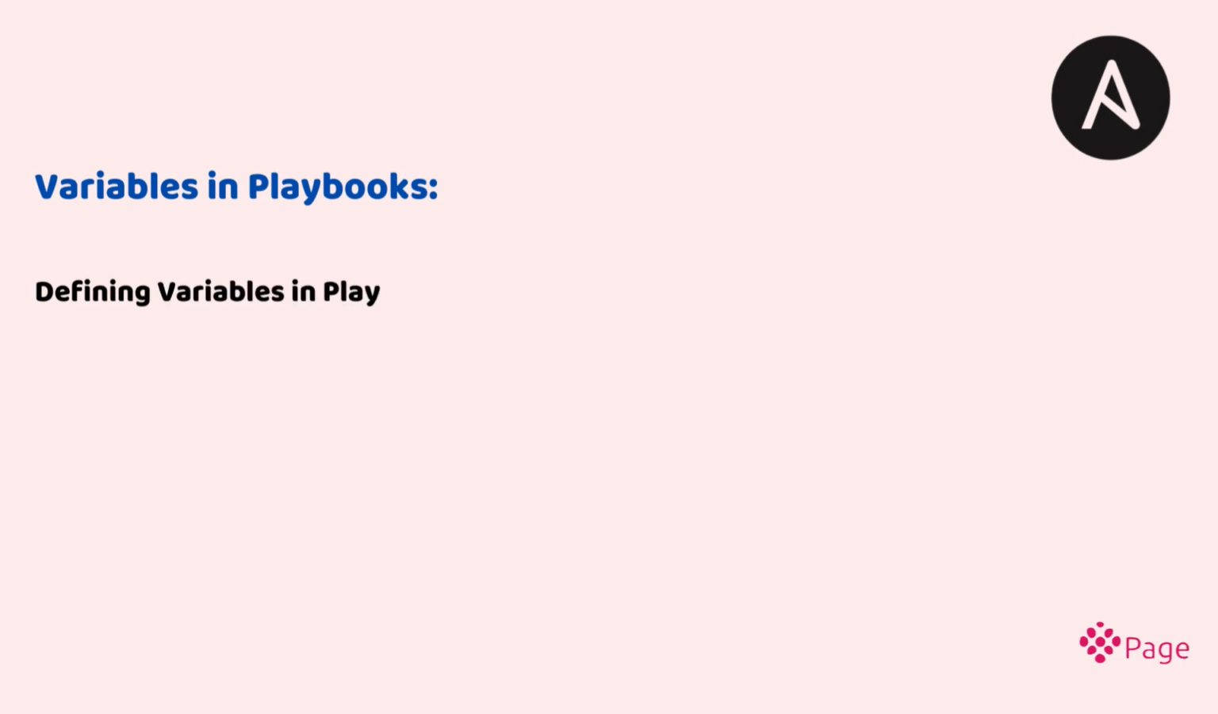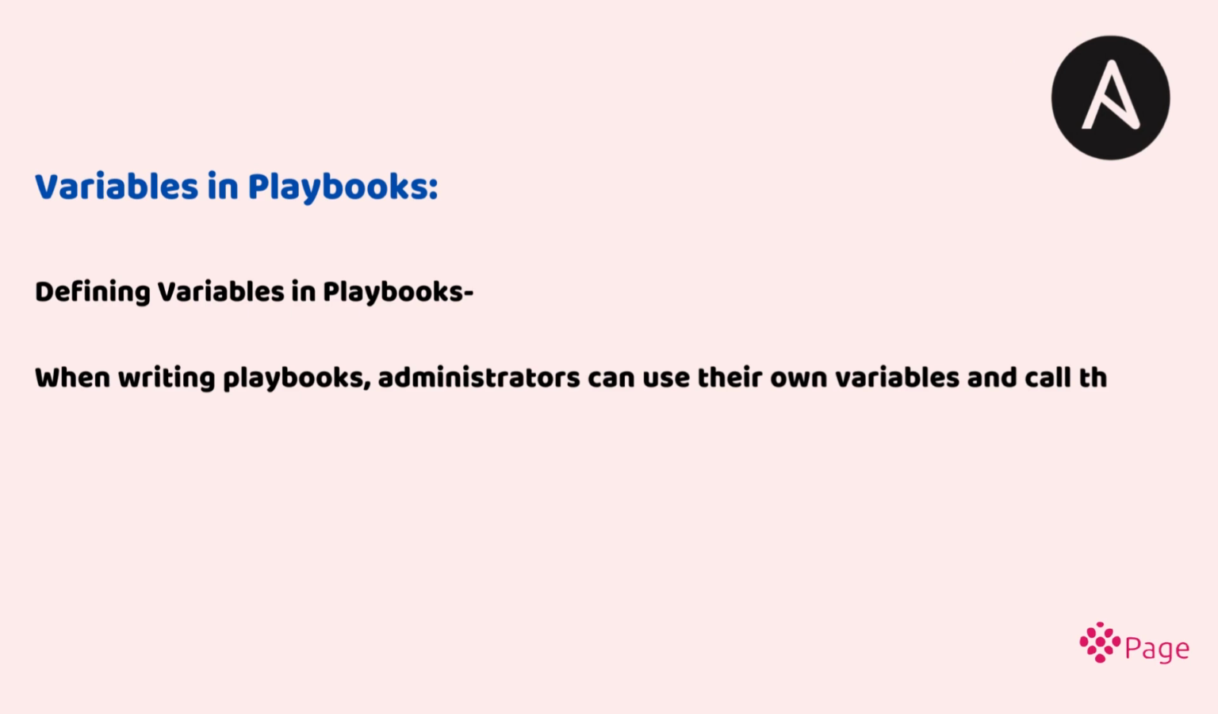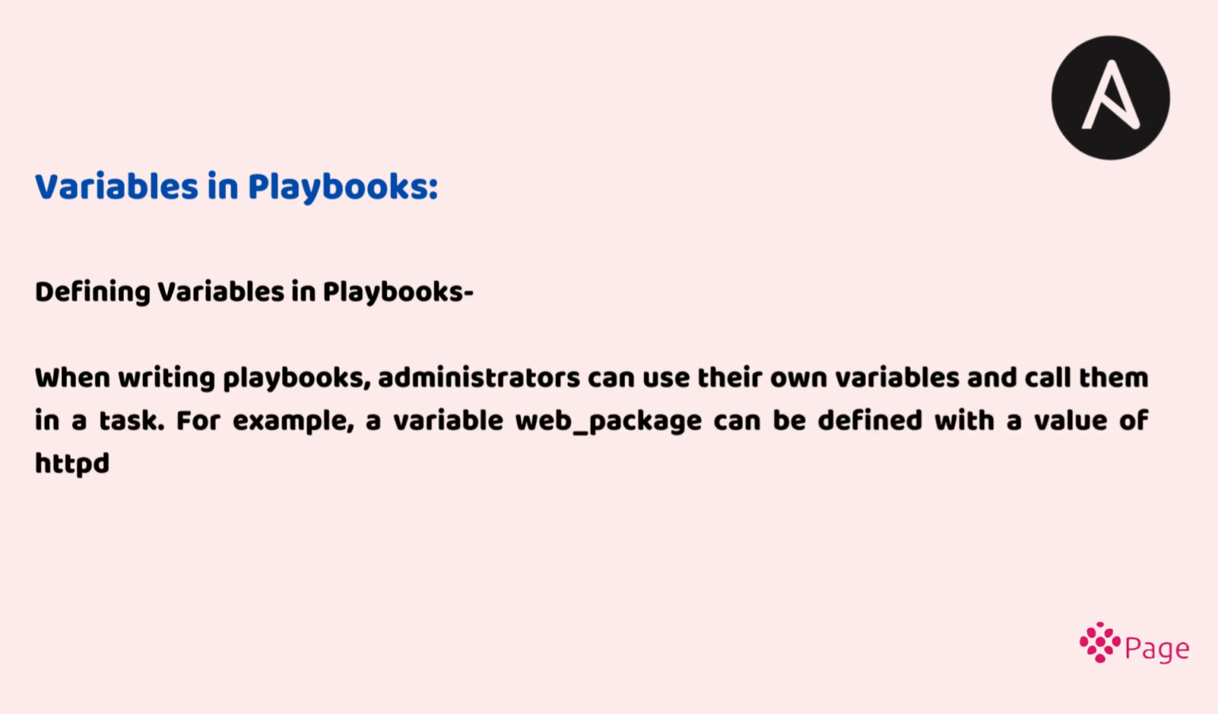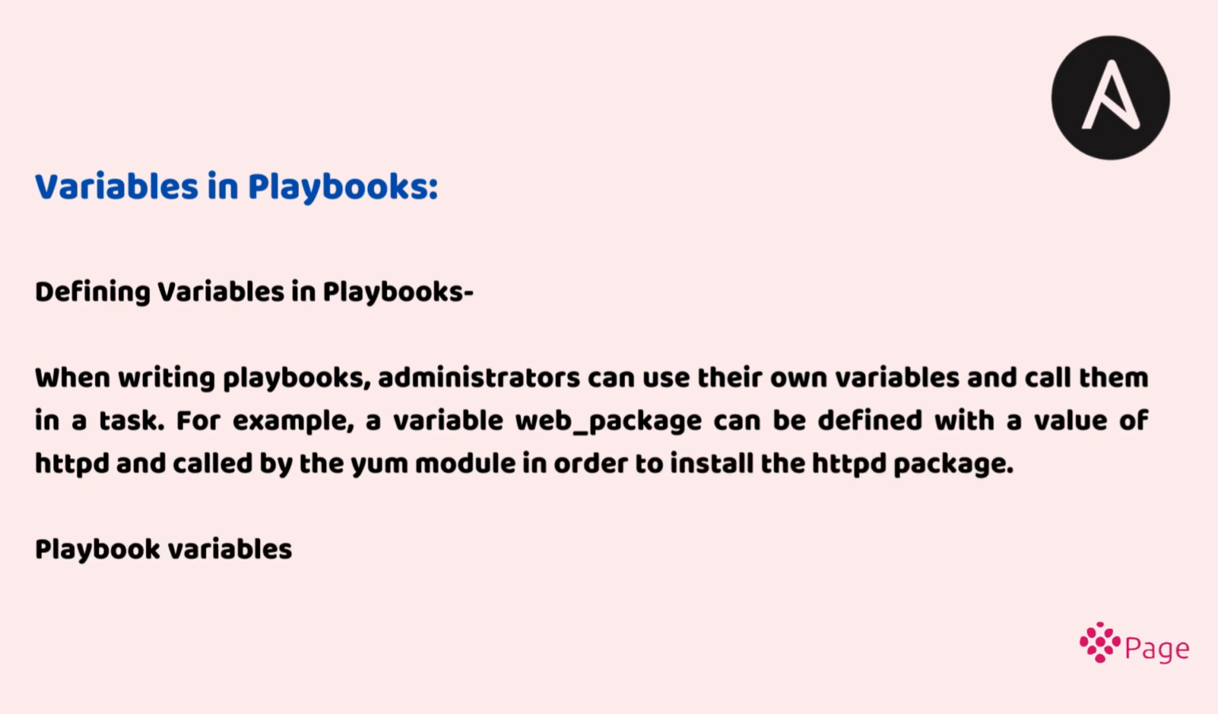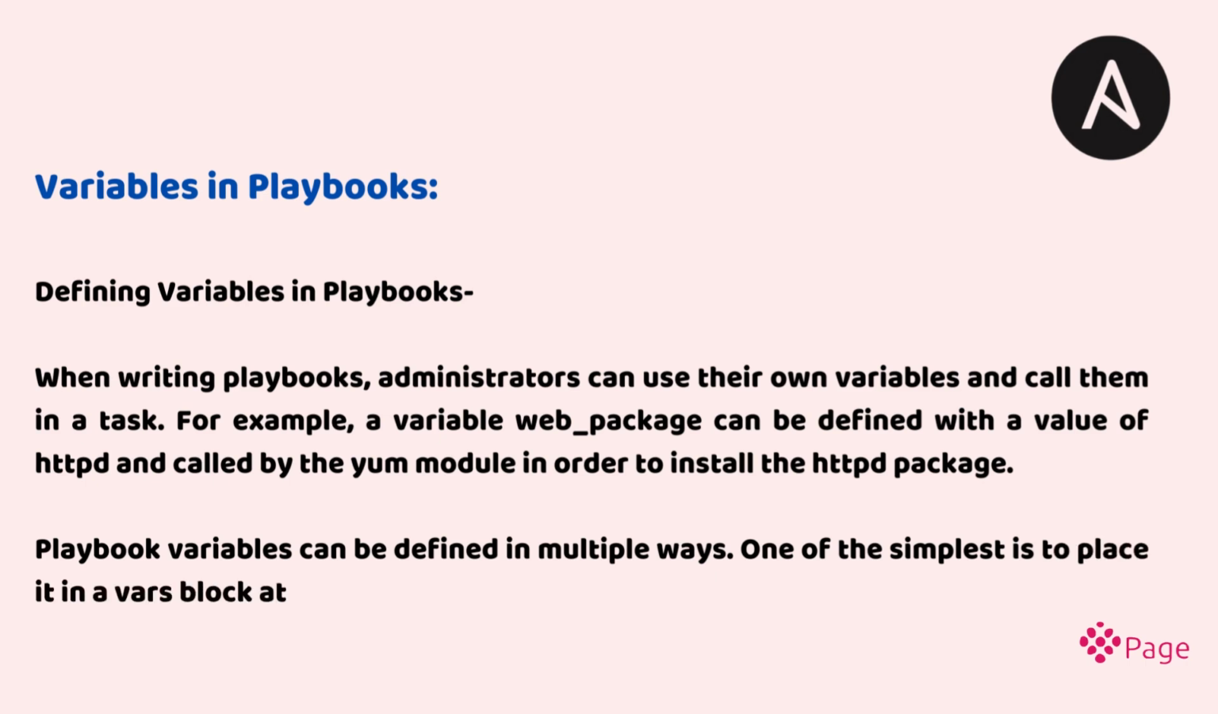Variables in Playbooks. Defining variables in Playbooks. When writing playbooks, administrators can use their own variables and call them in a task. For example, a variable web_package can be defined with a value of httpd and called by the yum module in order to install the httpd package. Playbook variables can be defined in multiple ways. One of the simplest is to place it in a vars block at the beginning of a playbook.